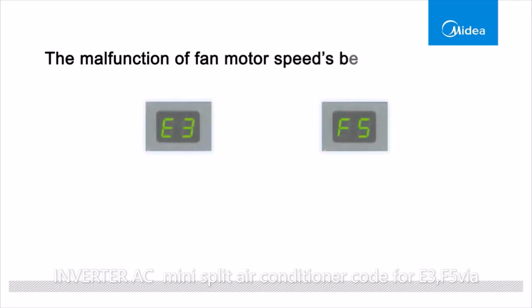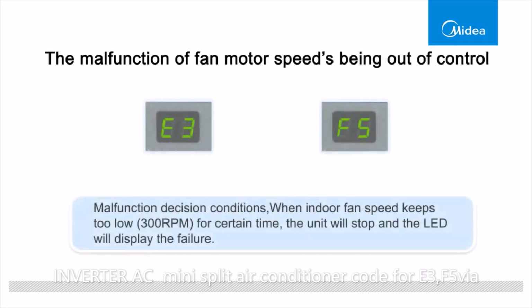When the display board of indoor unit displays E3 or F5, that indicates the malfunction of fan motor speed being out of control. Malfunction decision conditions: when indoor fan speed keeps too low, 300 RPM, for certain time, the unit will stop and the LED will display the failure.